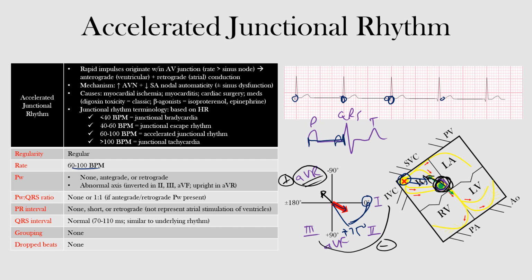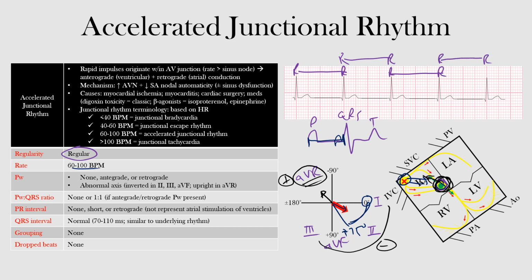The rate of an accelerated junctional rhythm is between 60 and 100 beats per minute, okay? So again, let's look at this rate. This is a regular rhythm. That's one thing to keep in mind. Regular rhythm, because our R to R intervals throughout will be constant. They're all the same length, okay?